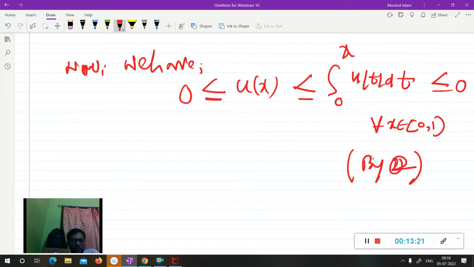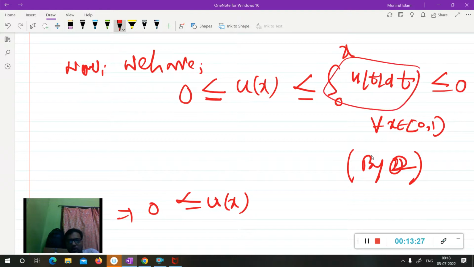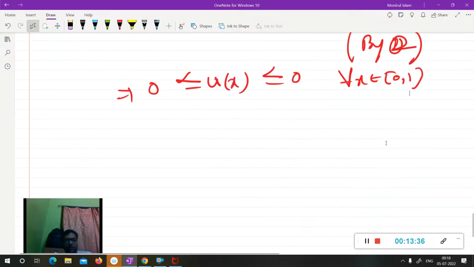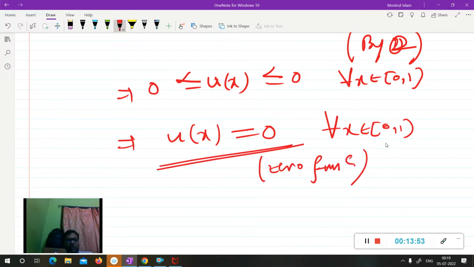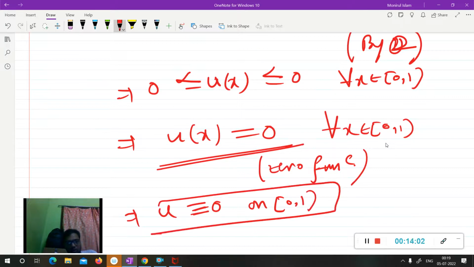Now from here you see, 0 is less than u(x), and u(x) is less than or equal to 0, for all x belongs to [0, 1]. So if 0 is less than u(x) and u(x) is less than or equal to 0, together this implies u(x) equals 0. So this gives u(x) is a zero function for x belongs to [0, 1]. Its range will be the single value 0, so you can say u is identically 0 on [0, 1].